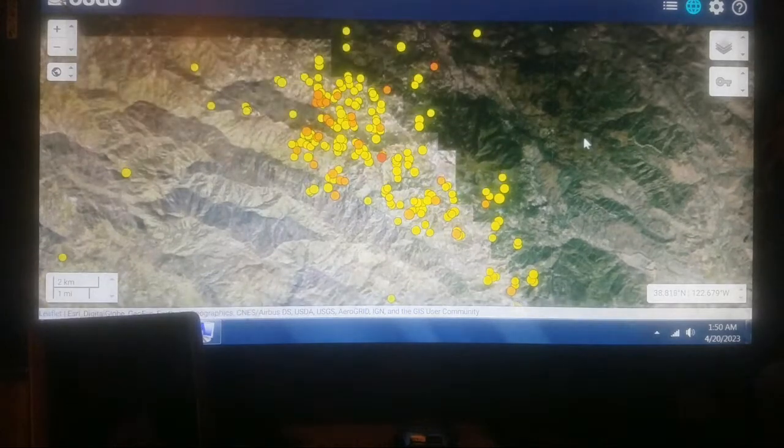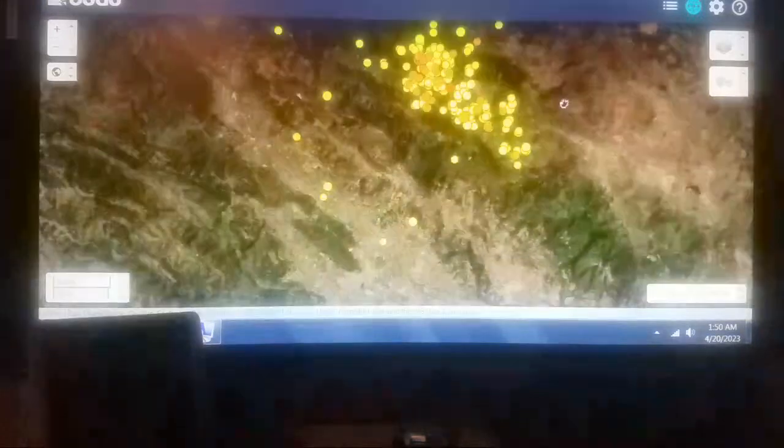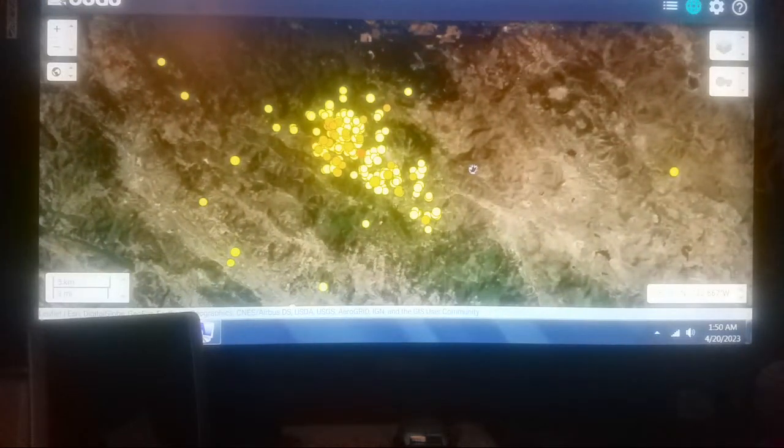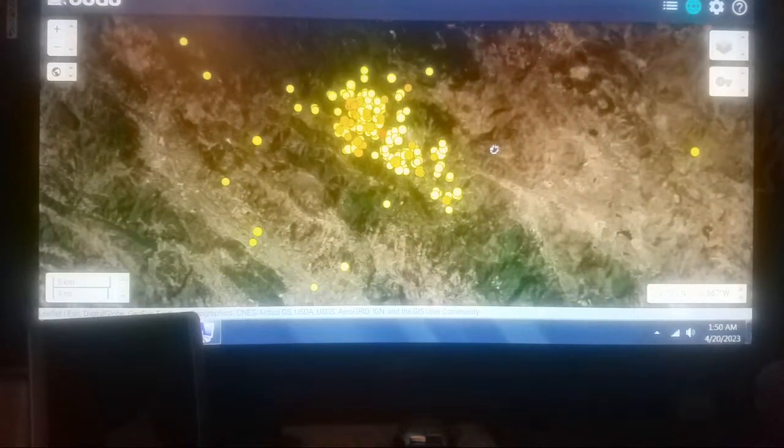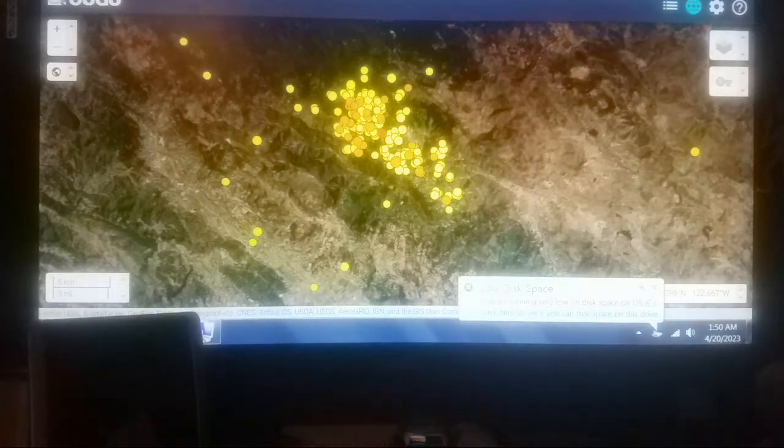Alright, centrally located right there. That's our activity for the past week. Let me pull back. There's some scattered around there, but this is The Geysers, north of San Francisco.